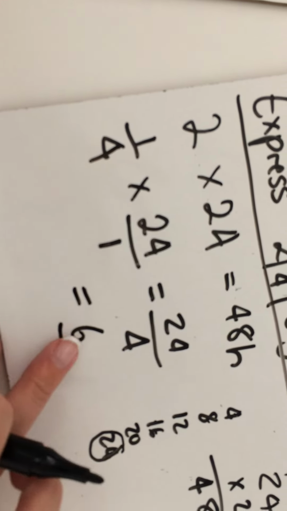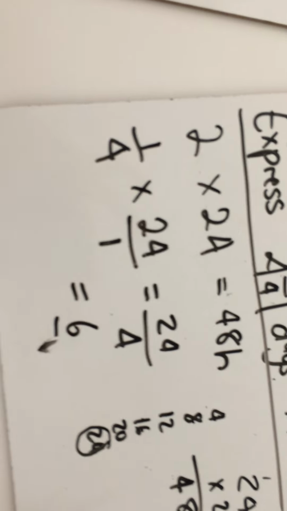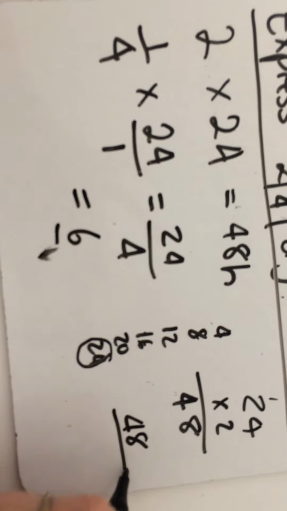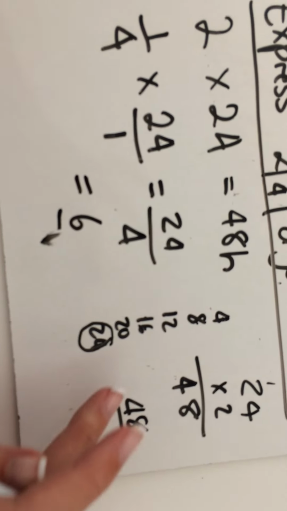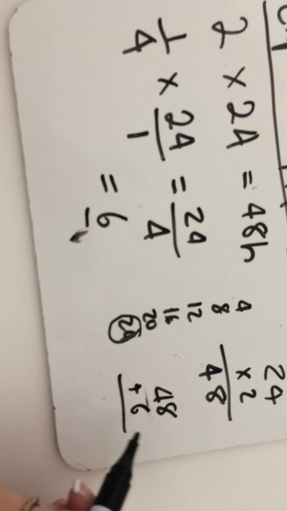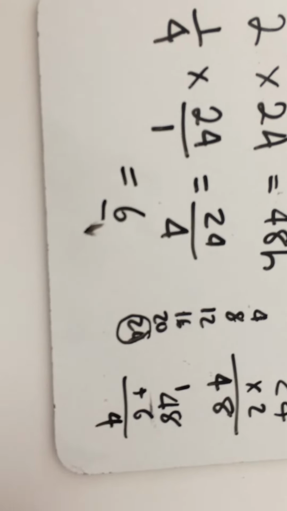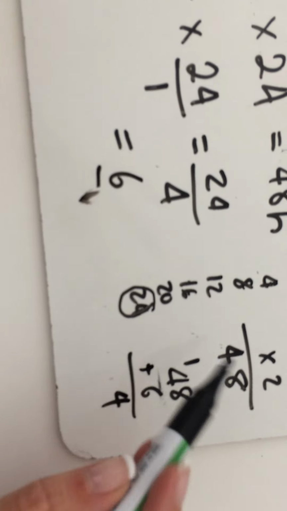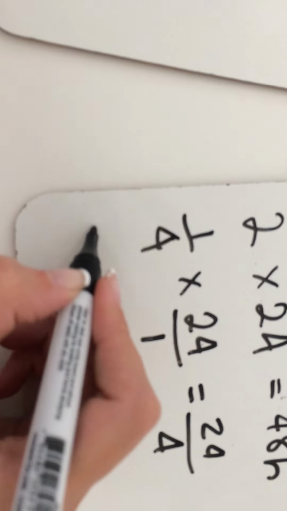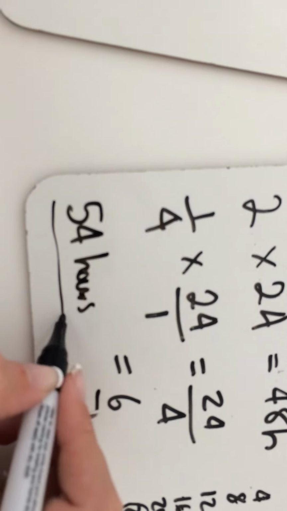But I can't leave just 6 because I still have my 48 hours from the 2 wholes. So I need to add 48 plus 6. 8 plus 6 is 8, 9, 10, 11, 12, 13, 14, write 4, carry the 1. 4 plus 1 is 5. So 54 is my answer. My answer is 54 hours.